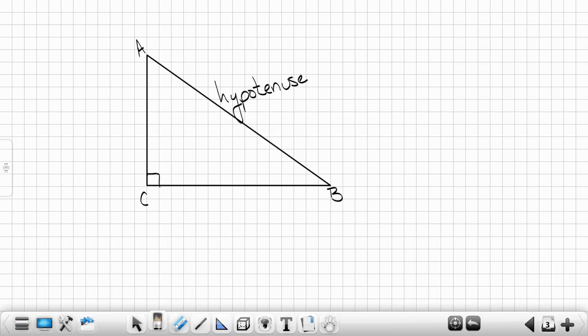Question, Aaron? It will connect, yes. In right triangles, adjacent sides will always connect to the right angle. So adjacent to angle B is BC. And once again, the hypotenuse just stays the hypotenuse, okay?